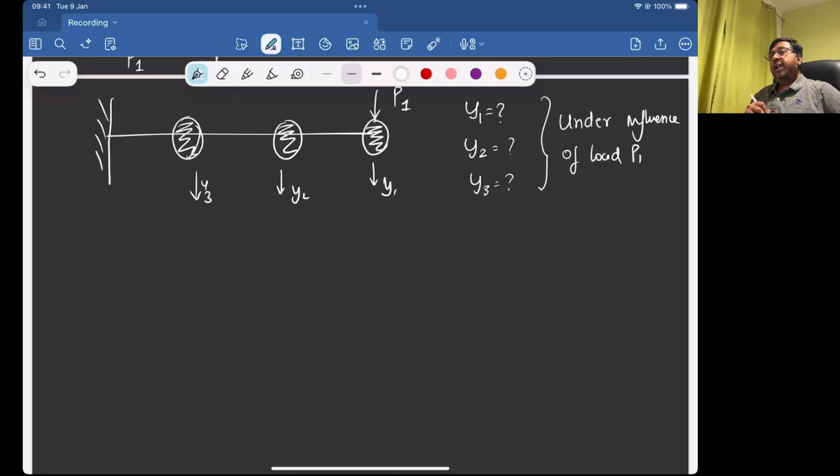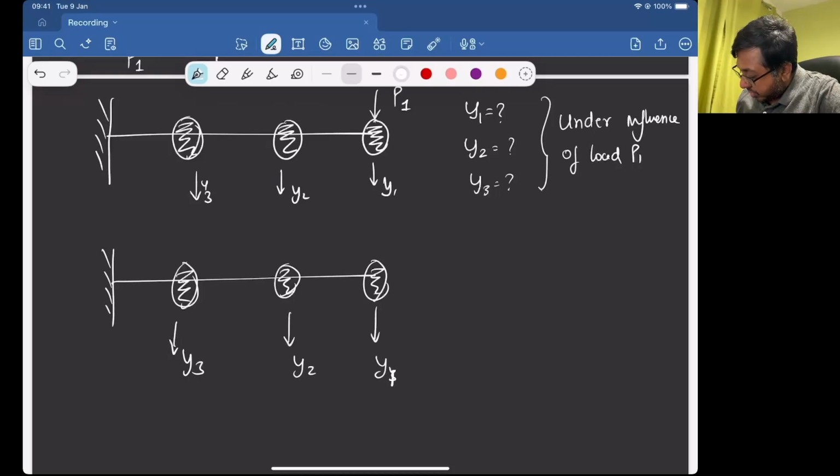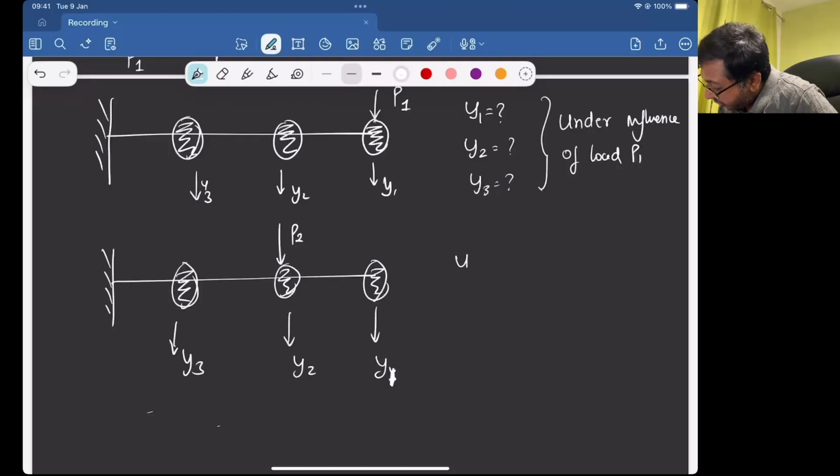Okay. Then secondly, after this we'll change the scenario. We have the same M1, M2 and M3 with Y1, Y2 and Y3, and we are going to apply a load P2 instead at point 2, right? And then we are going to determine what is Y1, what is Y2 and what is Y3, again under the influence of load P2.